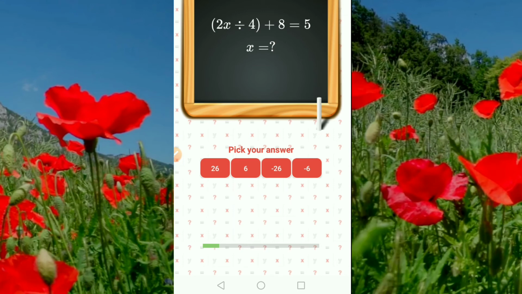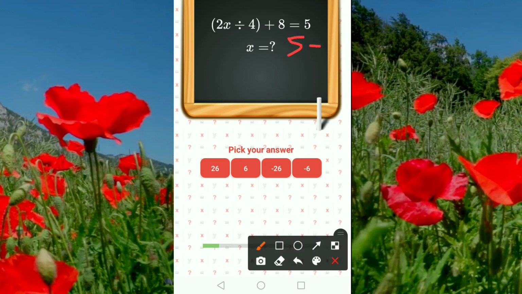So, 5 minus 8. Let's erase this first. So our positive 8 becomes negative 8. Then we copy this, x divided by 4. Then 2x divided by 4 equals, so 5 minus 8 equals negative 3. So we follow the largest number.